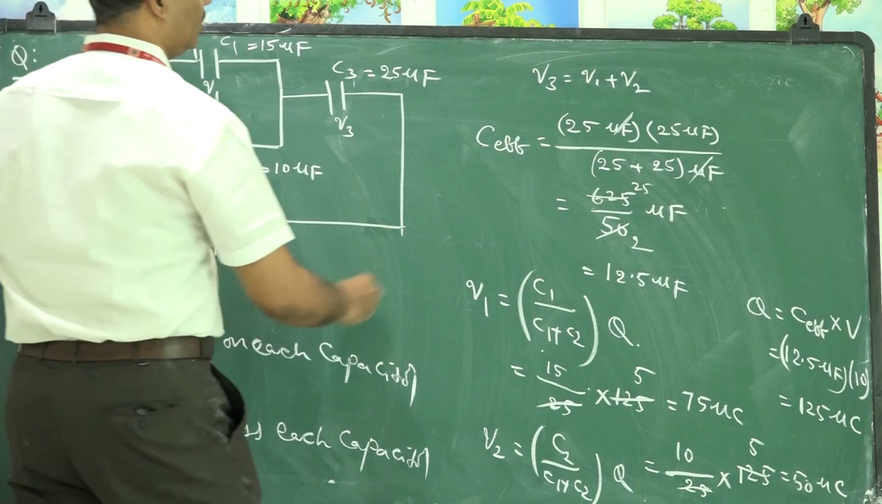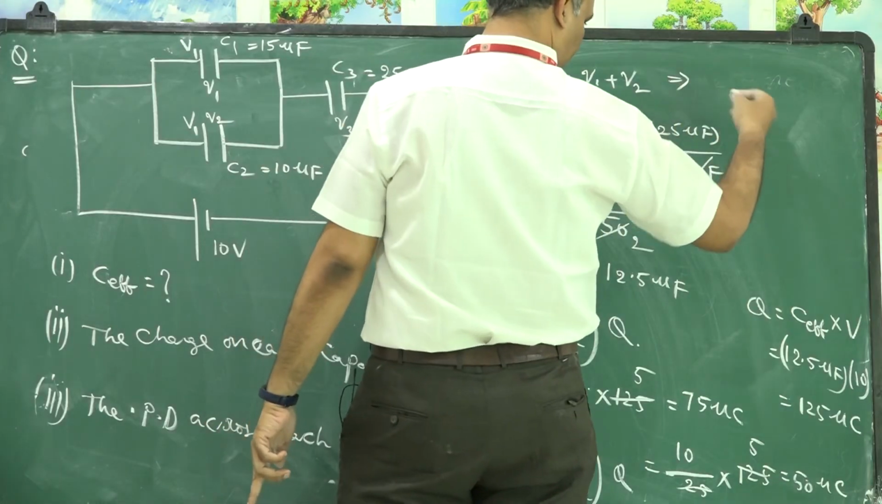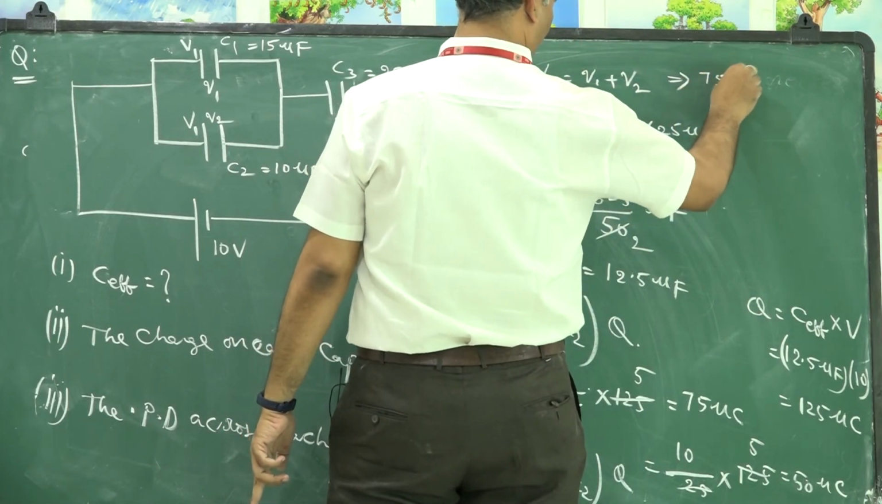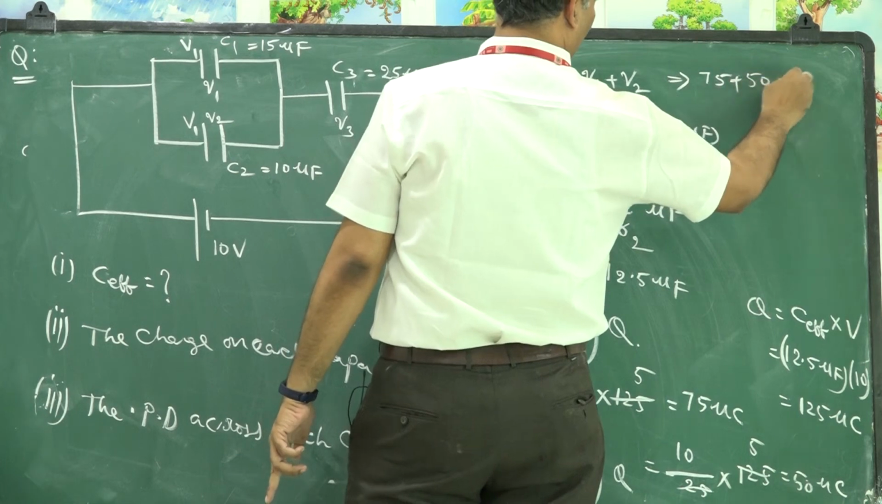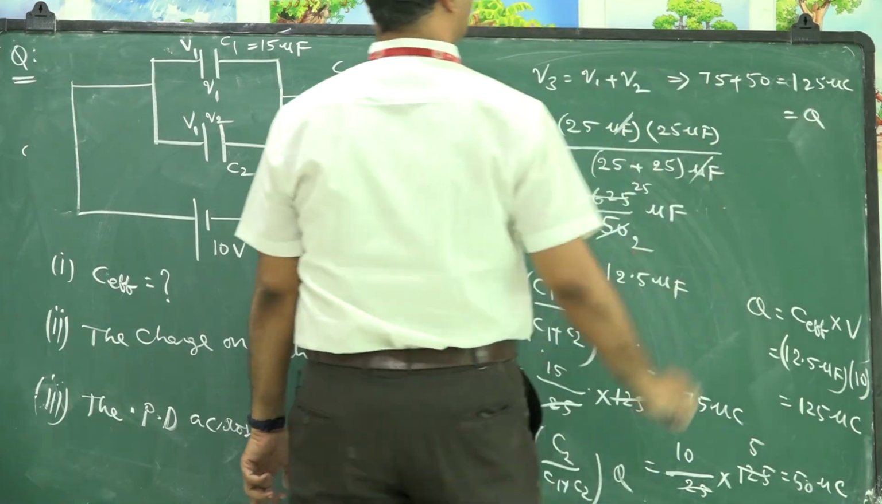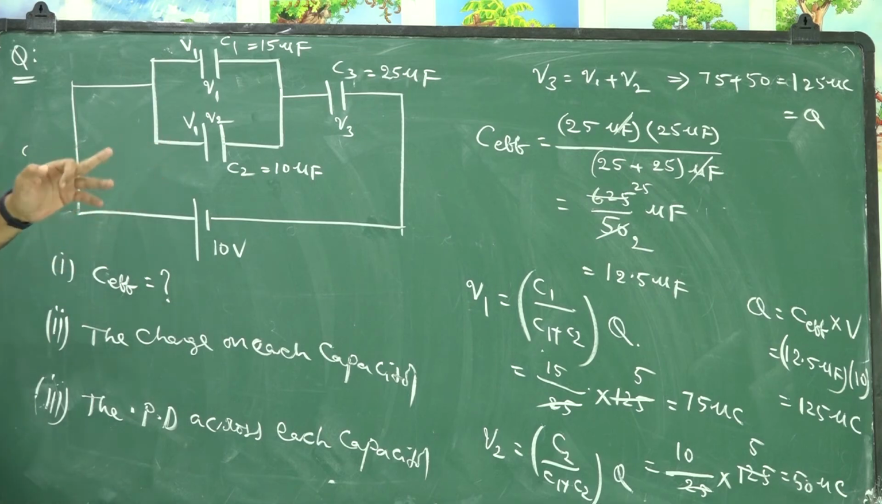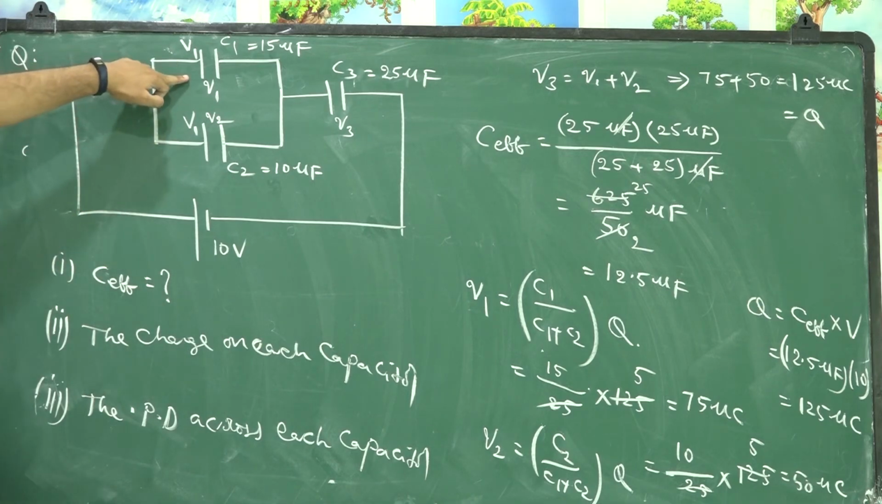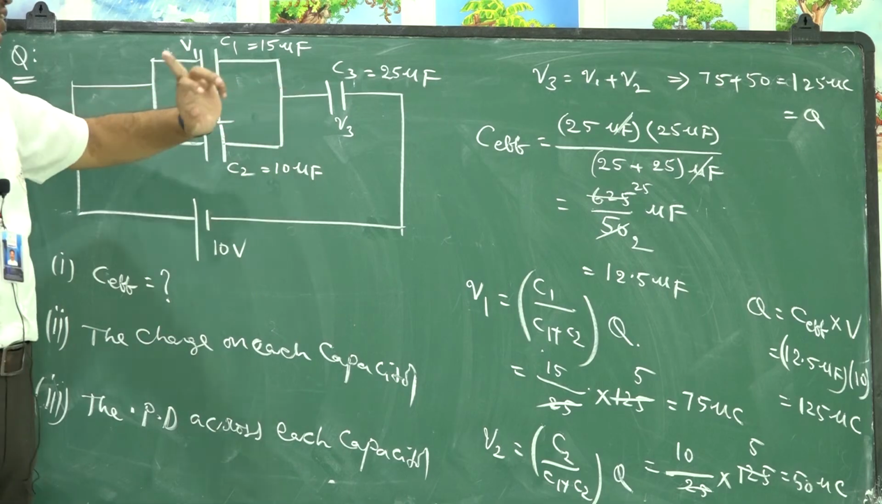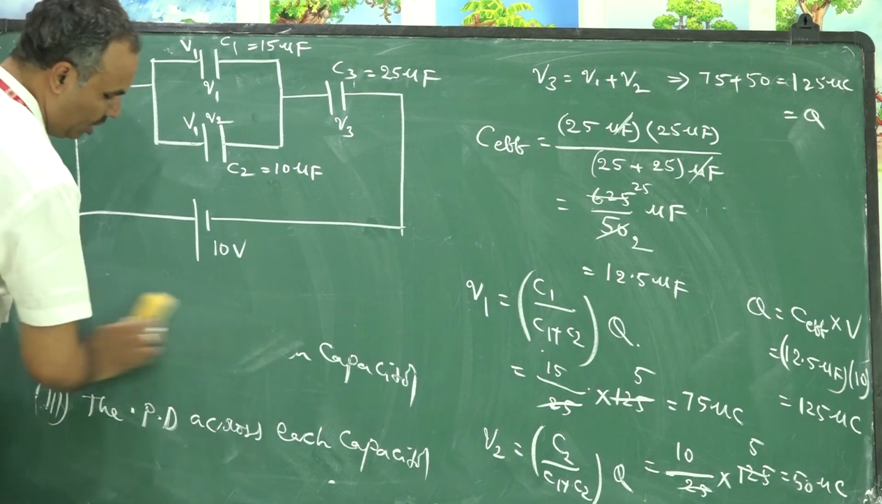Obviously, what is Q3? Q3 is nothing but Q1 plus Q2. 75 plus 50, nothing but 125 microcoulomb, nothing but total charge. Total charge and Q3 both are the same. So total charge has to pass through C3. So we calculated the charge on the first capacitor, second capacitor, and third capacitor. Later we are asked to find the potential difference across each capacitor. The second part is completed. The third part I am doing here.